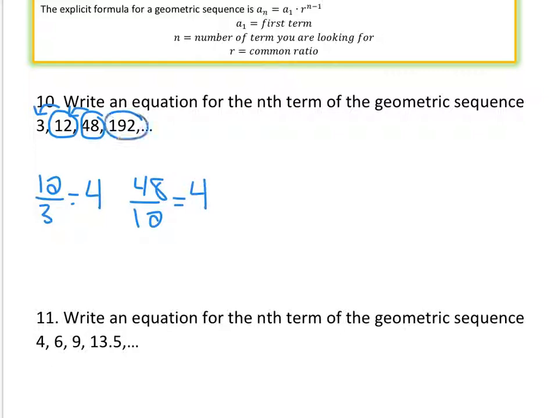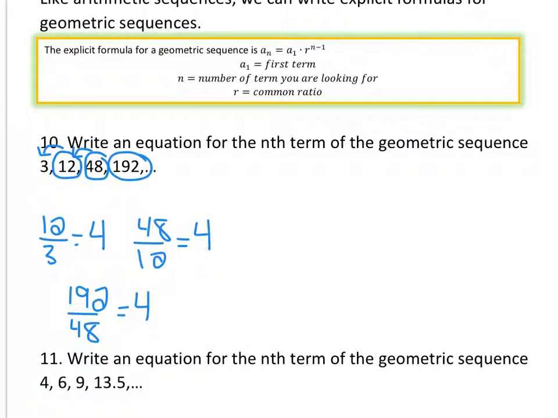And if we did it again, just to be on the safe side, 192 divided by 48 would give us 4. So this is definitely a geometric sequence. Now we're going to find the nth term, so we want to find any term without having to know the one before it. So the explicit formula for a geometric sequence is a subscript n equals the first term times our ratio to the power n minus 1.